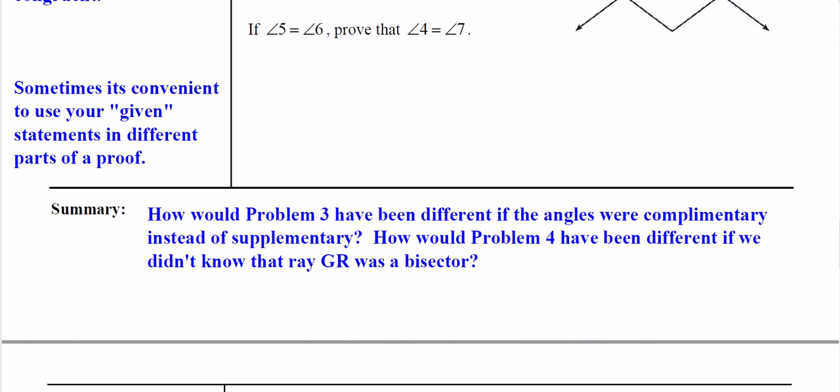For your summary, I have two what-if questions. For problem 3, how would that problem have been different if the angles were complementary instead of supplementary? And for problem 4, with the bisector, how would problem 4 have been different if we didn't know that ray GR was a bisector? Take some time to think about that.